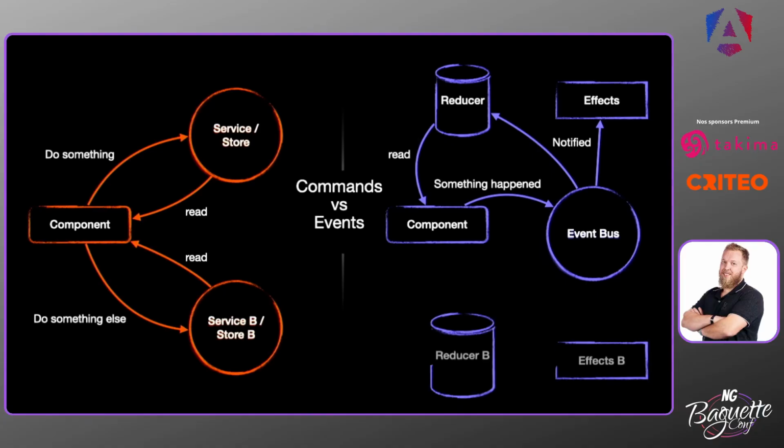If there is another thing to do, right, it could be a reducer B and effect B. They are also notified from exactly the same event. And then component can read from there as well. Or, even more, component can combine those reads into one read and read only a certain thing, right? So those are two different techniques.